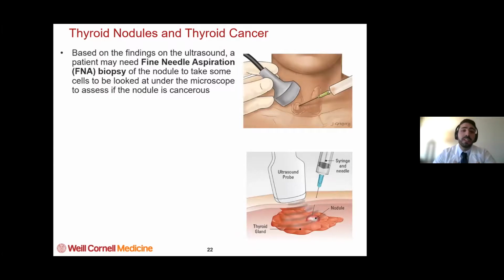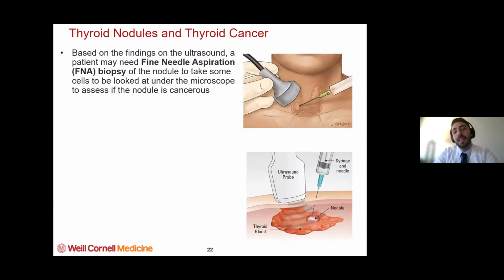Certain characteristics of the nodule make us more or less suspicious for thyroid cancer. If the ultrasound does show certain characteristics that raise our suspicion for thyroid cancer, the next step is to perform what's called the fine needle aspiration biopsy, or FNA, you'll hear. And this allows us to take some cells from the nodule to be examined under the microscope to assess if it poses any characteristics that are suggestive of cancer.